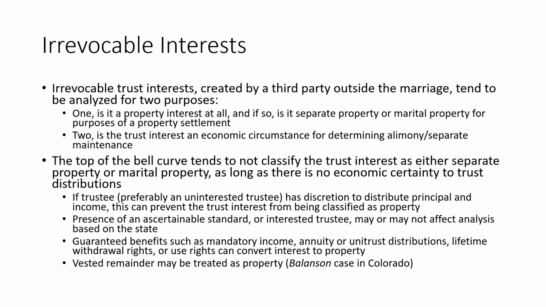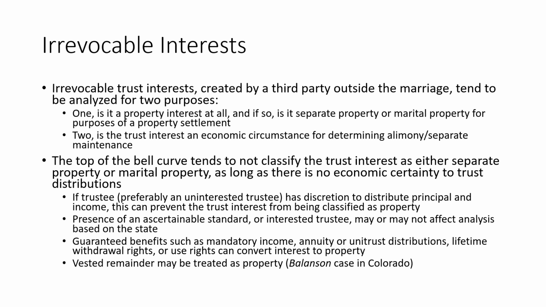Now, another thing as we move up the chain is if you have any sort of guaranteed benefit coming out of the trust, such as mandatory income, or maybe annuity or unitrust distributions, or lifetime withdrawal rights, or even use rights, all of those could be an economic interest that rises to the level of property in the divorce court and then would be classified as separate versus marital depending on the state. And then one weird outlier that I cite for Colorado, I don't know if this is the case in other states, is the court might also look to whether the beneficiary has a vested remainder, and if so, that might be treated as property as well.